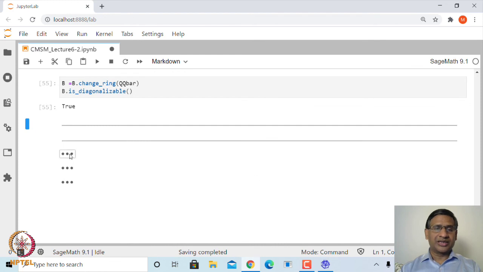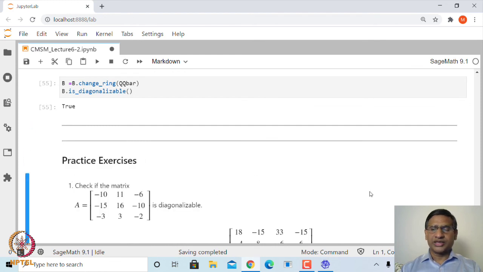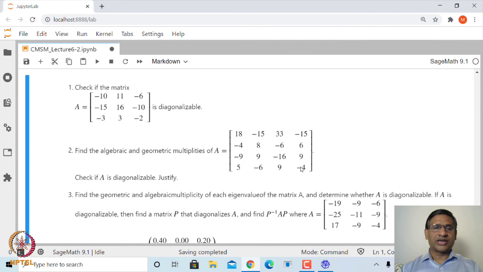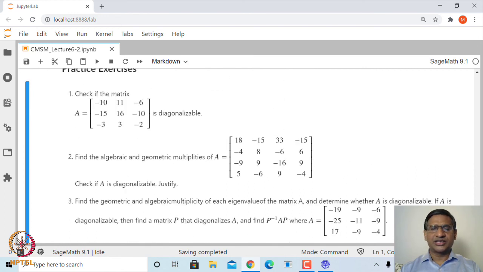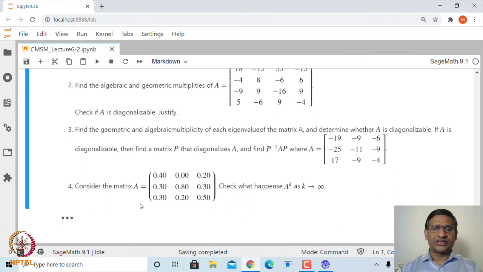Okay. Now, let me leave you with a few exercises. First, look at this matrix A, and diagonalize it. Then the next matrix is again a 4 cross 4 matrix, and find the algebraic and geometric multiplicity of A and check if it is diagonalizable. And the next problem is to find again the algebraic and geometric multiplicity of each eigenvalue of A and check whether it is diagonalizable. So, this is again a simple exercise, and the last one is to look at this matrix A.